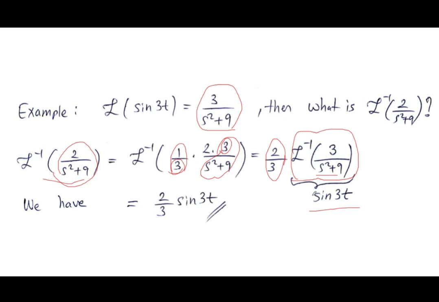Therefore, you can just substitute this as sine 3t, and that gives us the result 2 over 3 times the sine 3t.